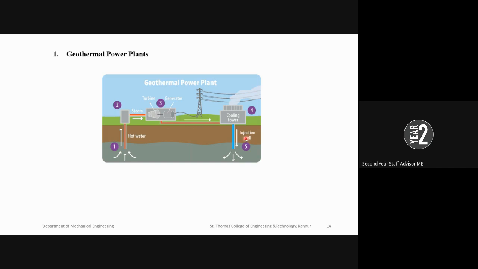Do you understand? Yes, sir. So from here hot water is taken, and there is a pressure drop. As a result, it is converted into steam, and the steam rotates the turbine. After the expansion of the steam, it is taken to the cooling tower, where it is condensed into liquid, that is water, and that water is again taken into the underground earth through injection wells. Okay, understood? Yes, sir.